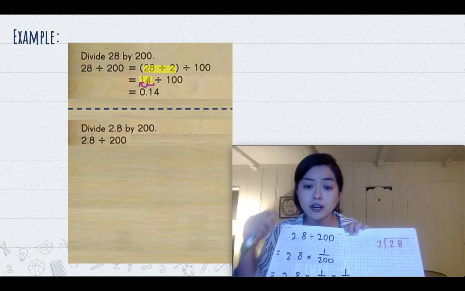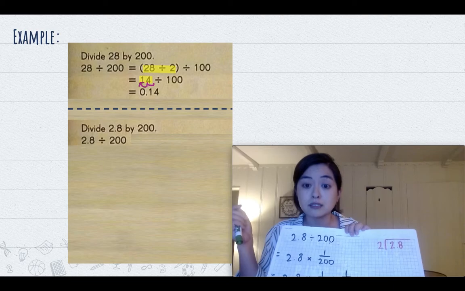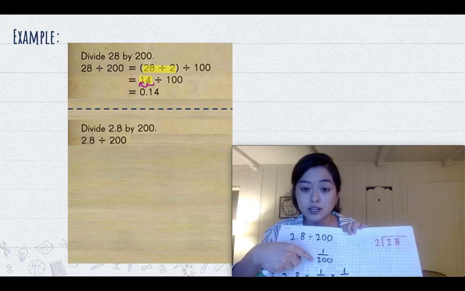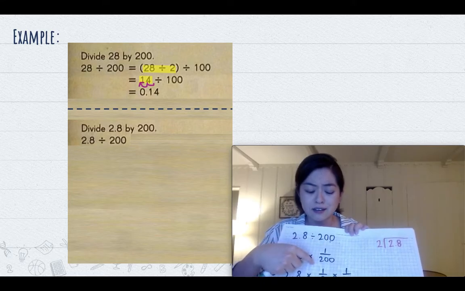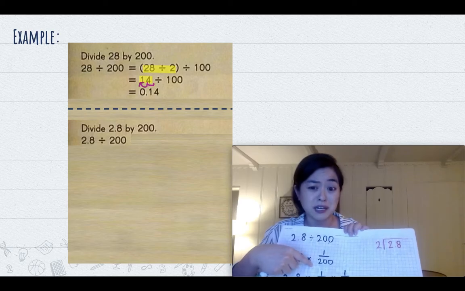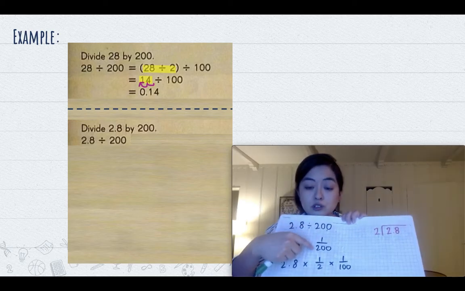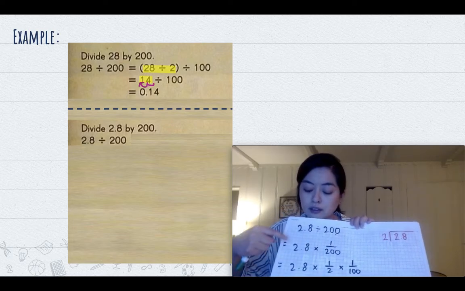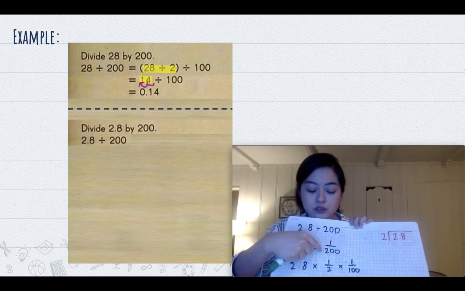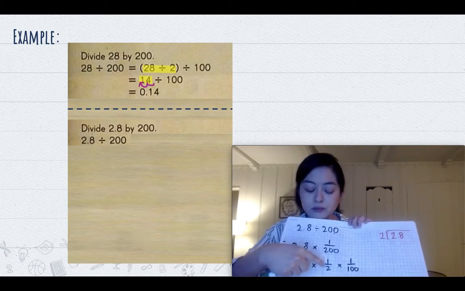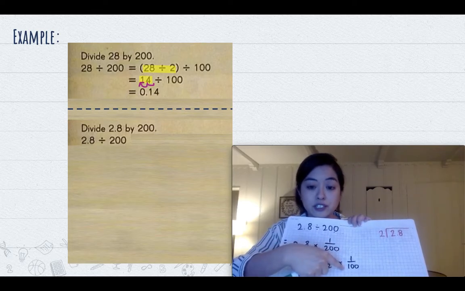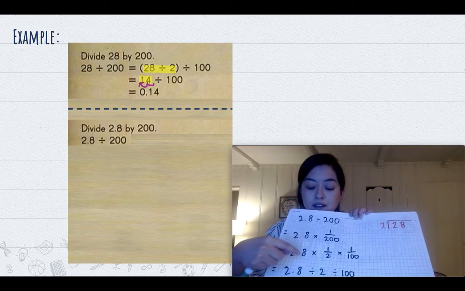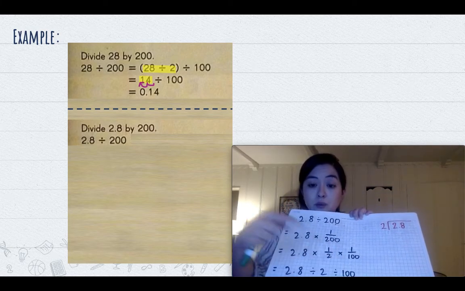Okay, and if you forgot why I do this, look at the video from yesterday. So now I have 2.8 times 1 over 200, but I want to see how many hundredths I can get out of this, because I'm really good at dividing by 100. So 1 over 200 becomes 1 half times 1 over 100. Then 2.8 times 1 over 200 becomes 2.8 times the reciprocal of 2 times the reciprocal of 100. And this can become a division sentence, right? 2.8 divided by 2 divided by 100.